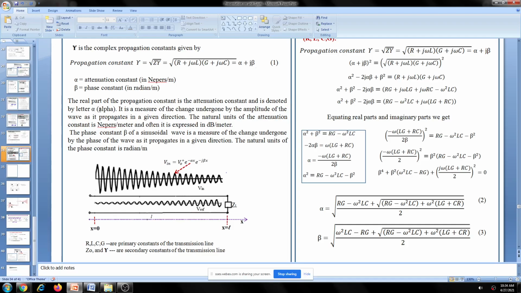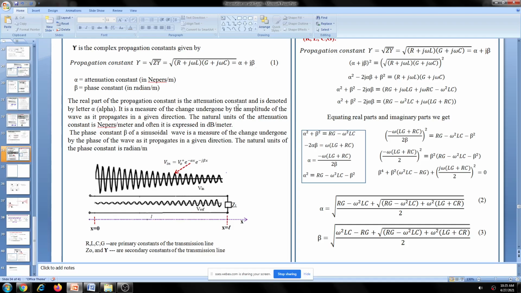Now see here, the real part of the propagation constant is the attenuation constant, denoted by the letter alpha. It is a measure of the change undergone by the amplitude of the wave as it propagates in a given direction. It says how much change in the amplitude of the signal or wave takes place when it propagates over a transmission line. It may be an increase or a decrease in amplitude, based on the direction.